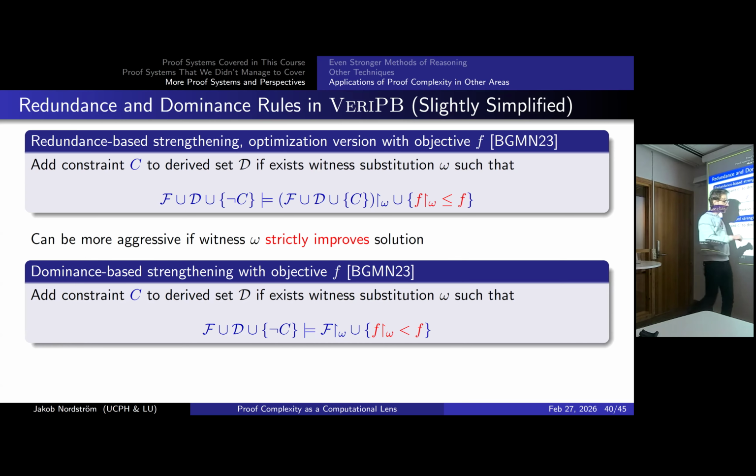Suppose that I have a witness omega that is so good that it actually strictly decreases F, which is now an integer linear form. So it strictly decreases F. Then I claim that it's actually sound to derive C if, from the original formula F plus everything I've derived so far, plus the negation of what I can infer, I can prove that I'm driving down the objective strictly, plus I just reprove the original formula, but nothing else.